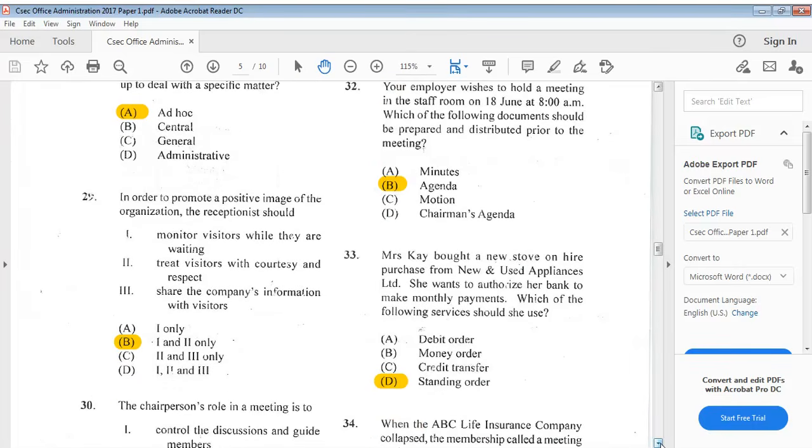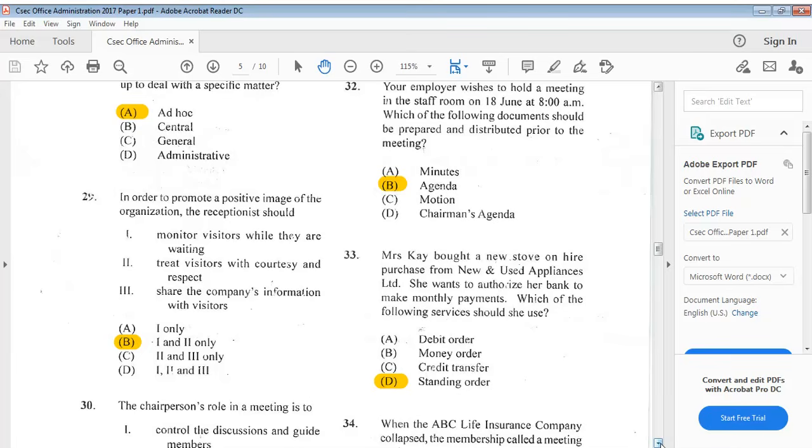Let's go on to number 29. In order to promote a positive image of the organization, the receptionist should 1. monitor visitors while they are waiting. 2. treat visitors with courtesy and respect. 3. share the company's information with visitors. So is it A, 1 only? Is it B, 1 and 2 only? Is it C, 2 and 3 only? Or is it D, 1, 2, and 3?